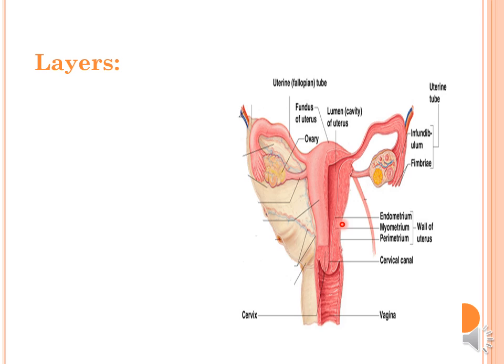Again, the parts include fundus, body, and cervix. The layers are endometrium, myometrium, and perimetrium. Don't confuse the parts and the layers. The layers are the layers, and when we say parts, we mean its parts.